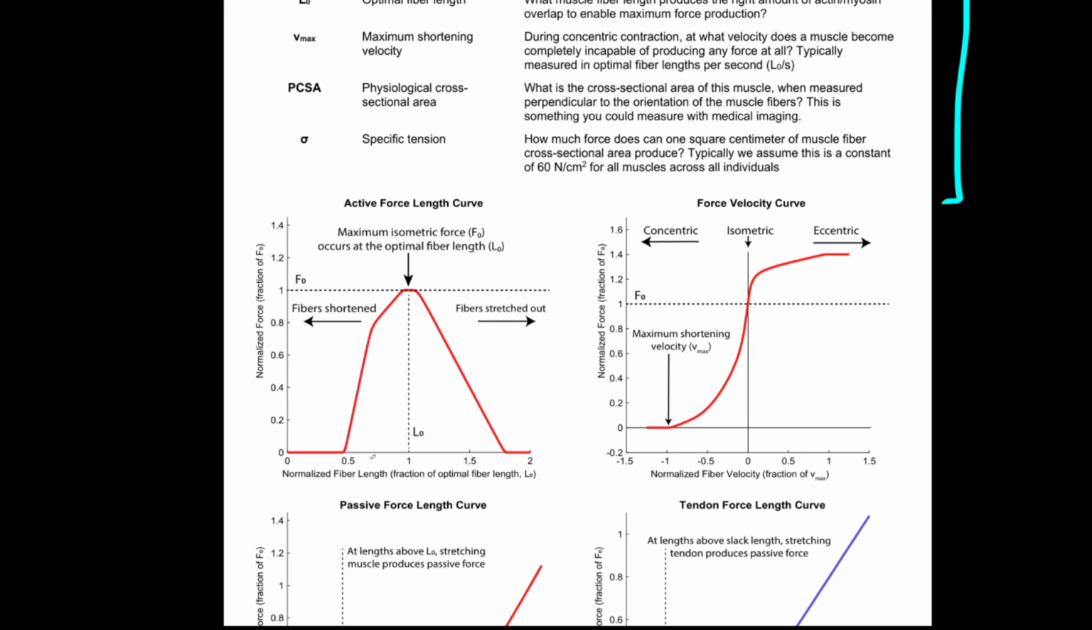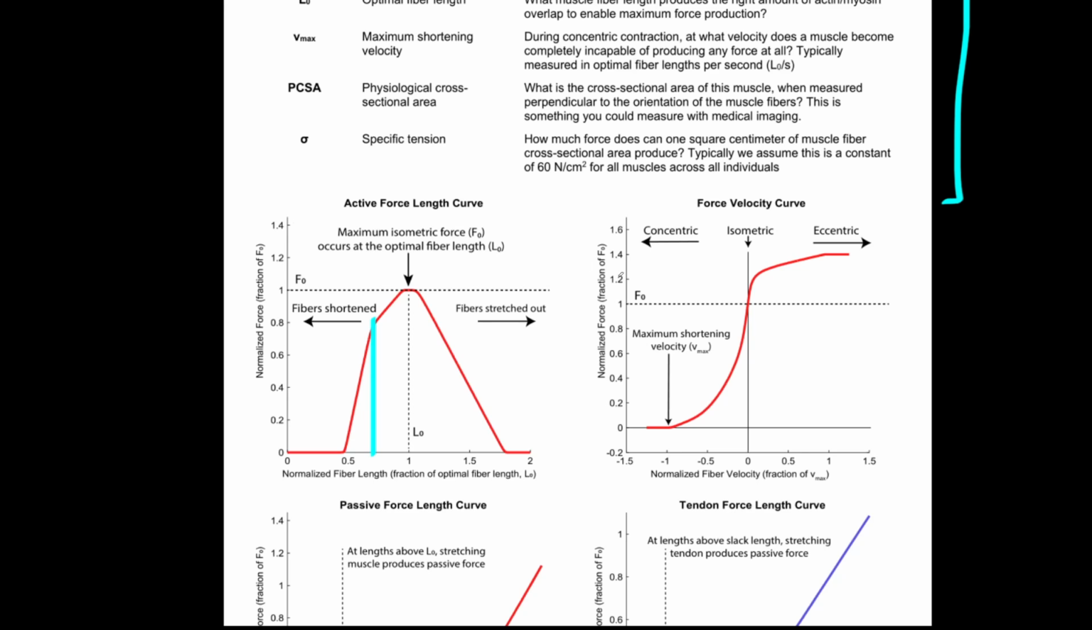And likewise for, say, over here, at whatever this fiber length is, maybe 0.7. This is also expressed, by the way, as a fraction of the optimal fiber length. So if we found that the optimal fiber length for a particular muscle was 10 centimeters, 0.7 of that would be 7 centimeters. At that length, it looks like just over 0.8. So if the maximum isometric force was 100 pounds, it'd be about 80 pounds or so.